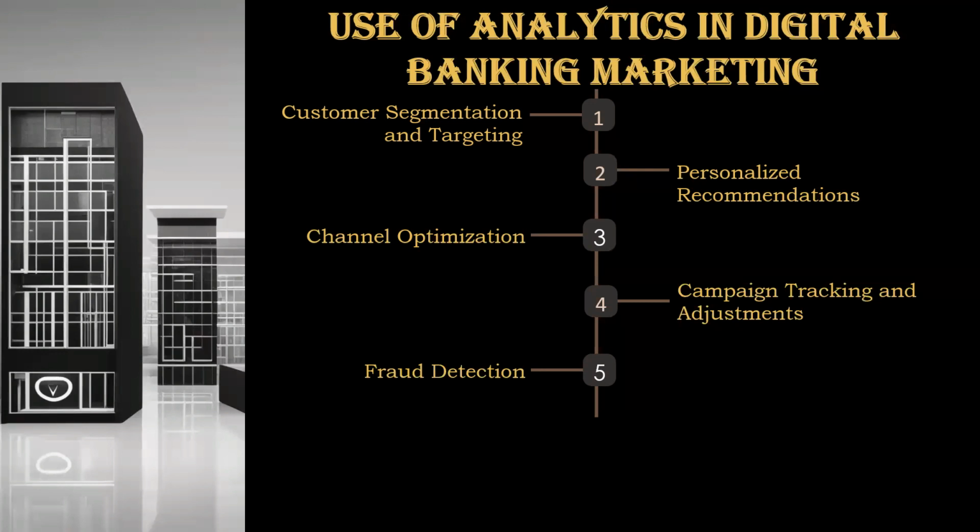So, how is analytics done? There are four types of analytics that are commonly used in the marketing of digital banking products. One is descriptive analytics. So, what is descriptive analytics? It involves examining historical data to understand what has happened in the past. It provides insight into the trends, patterns, and key performance indicators for the banks. So, this is descriptive analytics.